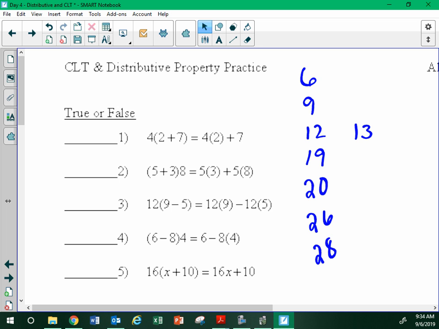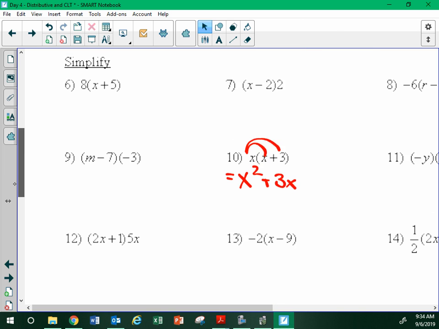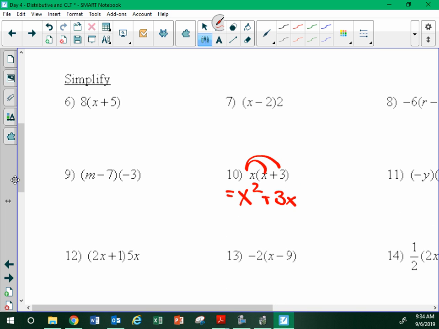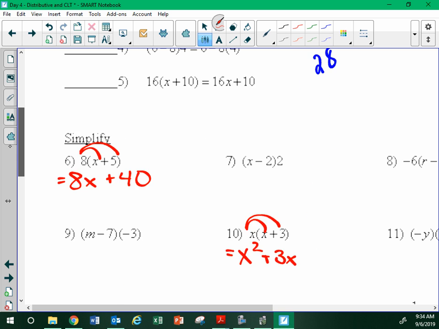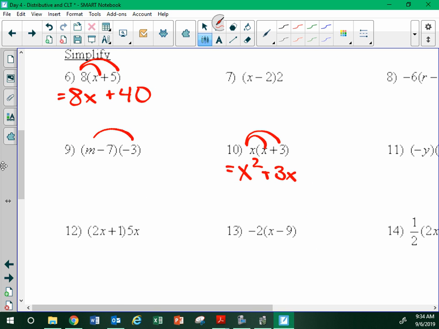Alright guys, let's go ahead and go over these real quick. So 6 is 8x plus 40. Good. What was next? 9? 9 is negative 3m. Negative 7 times negative 3 is positive. Negative times negative is positive.